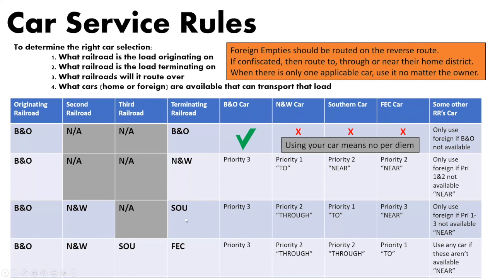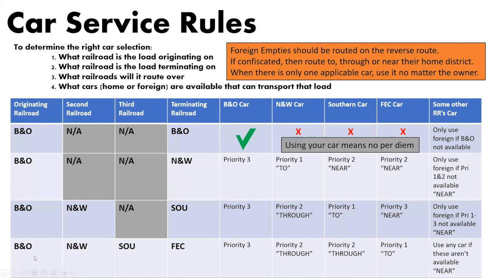So let's look at the bottom two, which are a little more complicated. If you have a Baltimore and Ohio load, so the load's originating on your Baltimore and Ohio, but it's destined to go to the Southern, okay? Let's say it's going to Atlanta, Georgia or something, right? It's got to go through the Norfolk and Western to the Southern to get there. Your number one priority in that same yard scenario is actually now to pick the Southern car to do that because that's where it's going to. Your second priority is to actually pick the Norfolk and Western car because you're going through the Norfolk and Western to get to the Southern. And then your last choice is to pick that Florida East Coast car because it's at least near Atlanta, right?